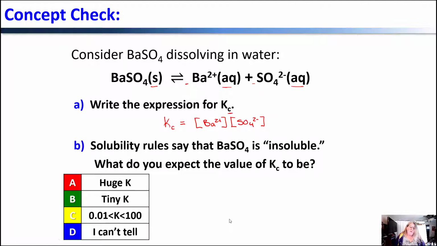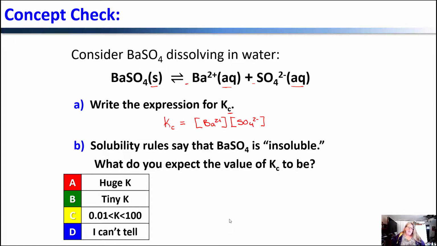And the next thing we want to think about is, if you recall in 162 when you did solubility rules, that we said that barium sulfate is insoluble. So keeping that in mind, which one of these options, A, B, C, or D, do you think will best define what our equilibrium constant will look like? You think it's going to be a huge K, a small K, somewhere between the 0.01 and the 100, or you can't tell? So pause and think about it, and then turn the video back on.